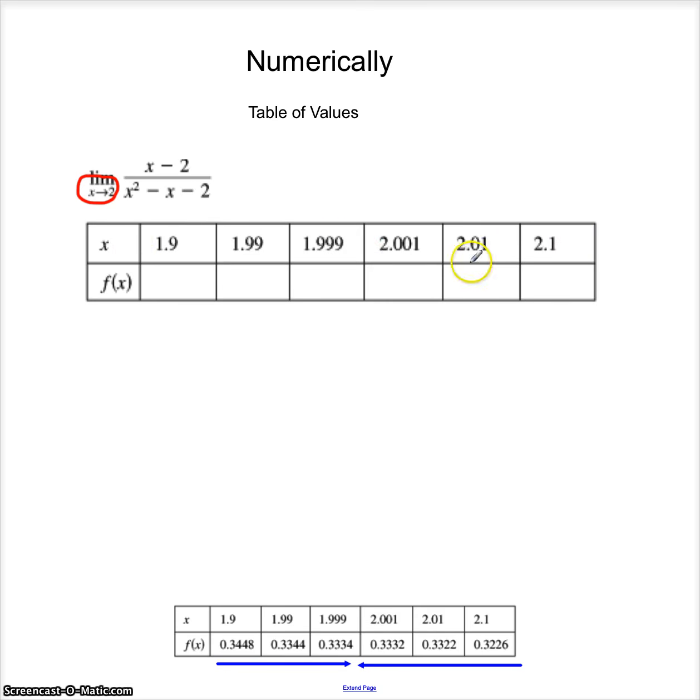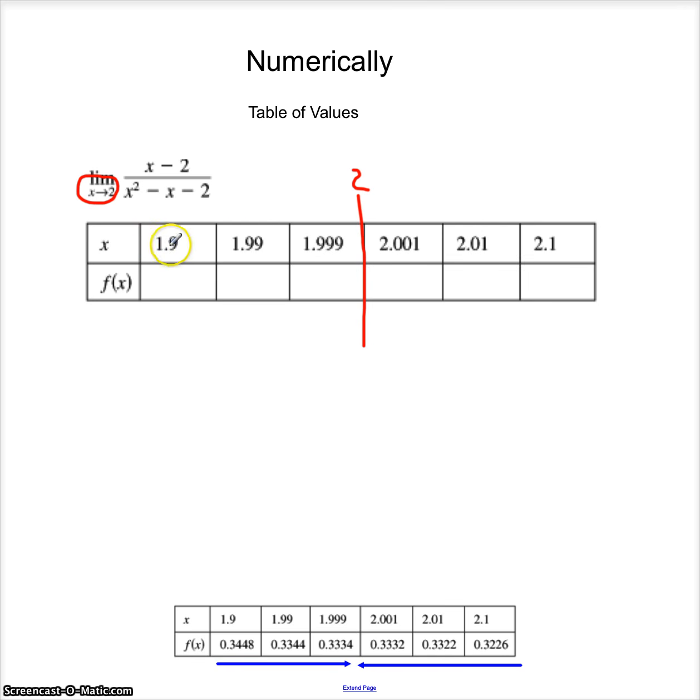You want 2 rows, and I don't know how many columns you want. In this case, I have 3 values approaching from the left and 3 values approaching from the right, where this would be my value 2. Now I'm doing this because this is the way the book did it. I prefer to actually have a column for the value itself, and you'll see that on the next problem. So you set up your table of values.